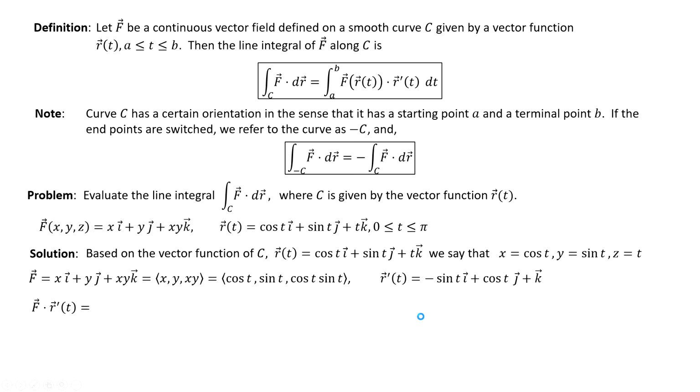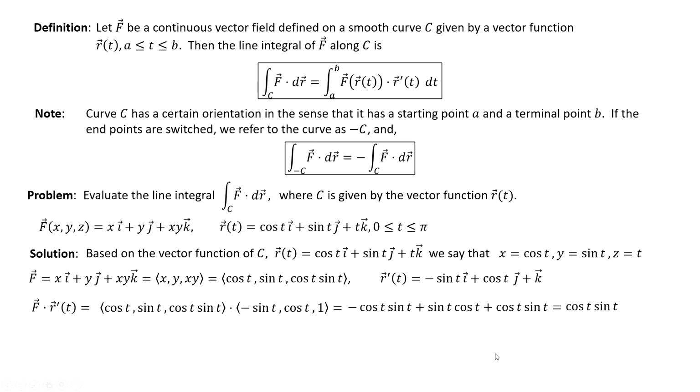And what next? Just plug and chug. Integral from 0 to pi. I went ahead and figured out F of R of t dot R prime of t. Remember how to find the dot product of two vectors? Multiply the like components and then add up the whole thing. Cosine t times negative sine t, plus sine t times cosine t, plus cosine t sine t times 1. When you do that, these two add up to 0 and we're left with cosine t sine t, and we need to integrate that with respect to t.